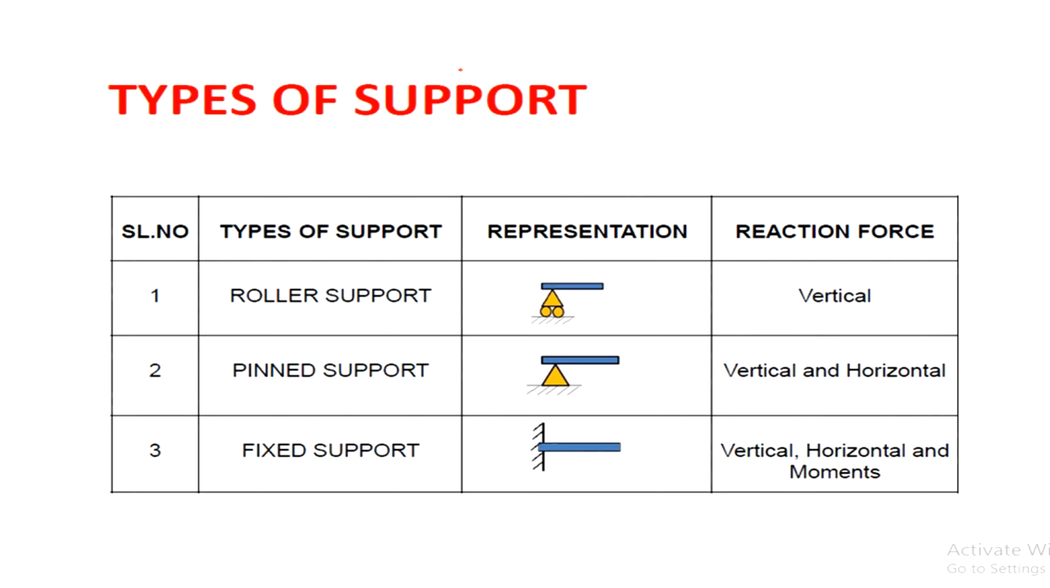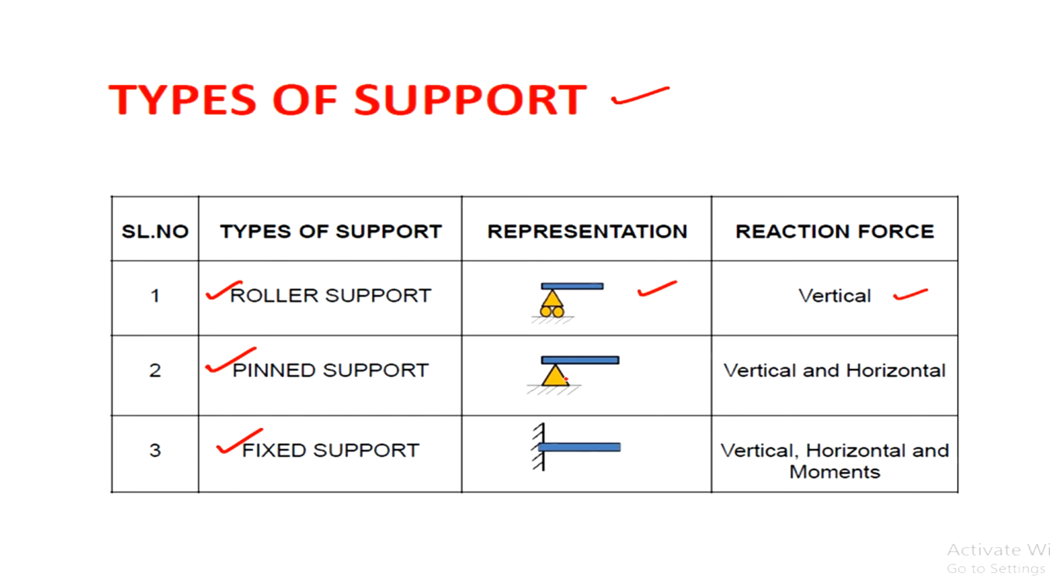This is the type of supports. There are three types of support. First one, roller support. Second one, pinned support. Third one, fixed support. In this roller support, this is the representation, a triangle with two rollers. In pin support, only one triangle. In fixed support, just like a cantilever beam. In the roller support, we only have the vertical force. That means if we give any horizontal force, there is no reaction, so it will move. If we give a vertical force, it will not move, because there is an equal and opposite reaction force. So the beam will not move.